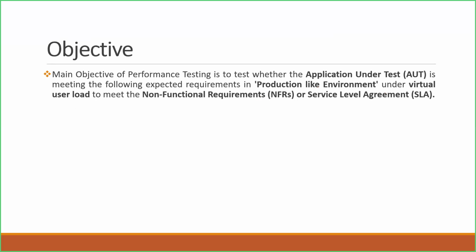And finally, what is the main objective of performance testing here? The main objective is to test the AUT, guys. AUT is nothing but application under test. Whatever application you are going to test, we call that the AUT. For example, if I take the Flipkart application, then the Flipkart application is the AUT for me. We are going to test this application under a production-like environment.